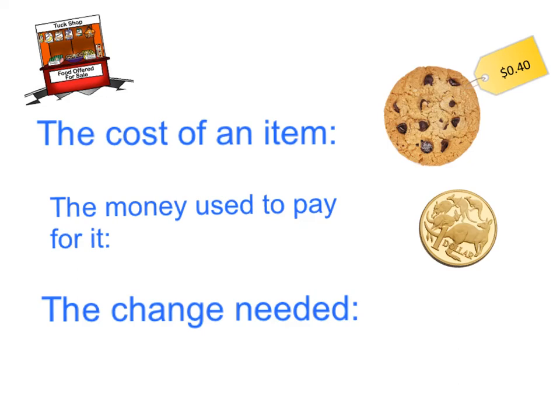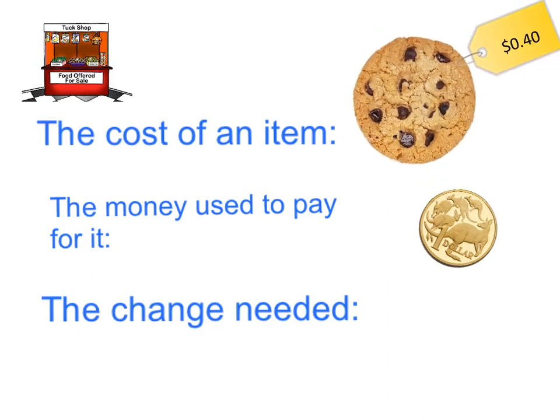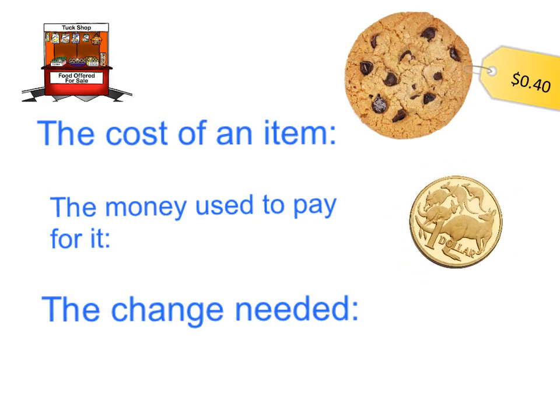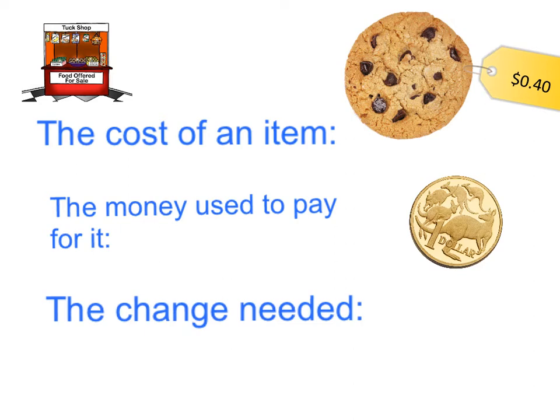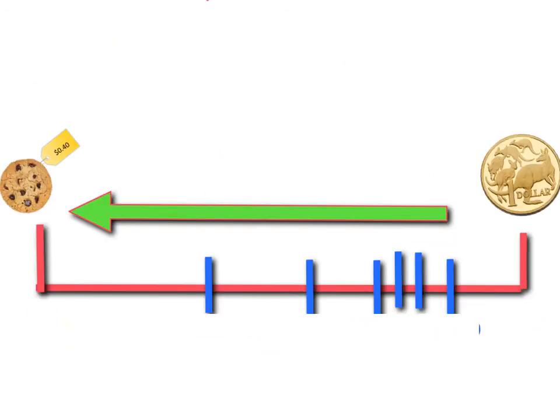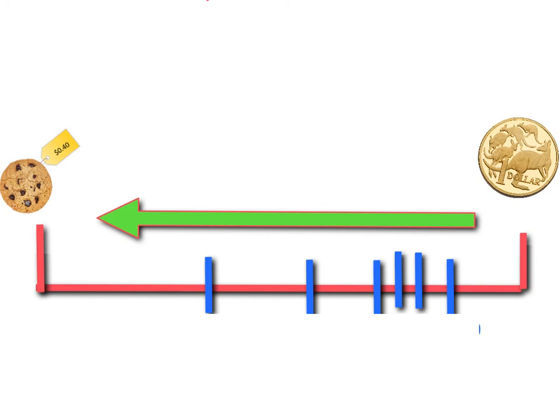I'm going to the tuck shop again at first break, and I really feel like this cookie, so I want to get it, and it costs 40 cents. I look inside my pocket, and I'm lucky today because I've got a $1 coin. I can buy that cookie, and I've got more than enough, so I need some change. Remember, this time we are going to count backwards from the amount that we're paying with, the $1 coin, back to the cost of the item, which is 40 cents.